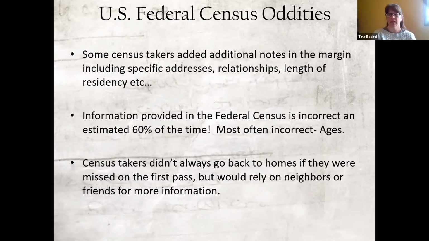They might be listed as, you know, Thomas William on the 1860 census, and then on the 1870 census, they might be listed as William Thomas. You know, so that type of information is often incorrect.